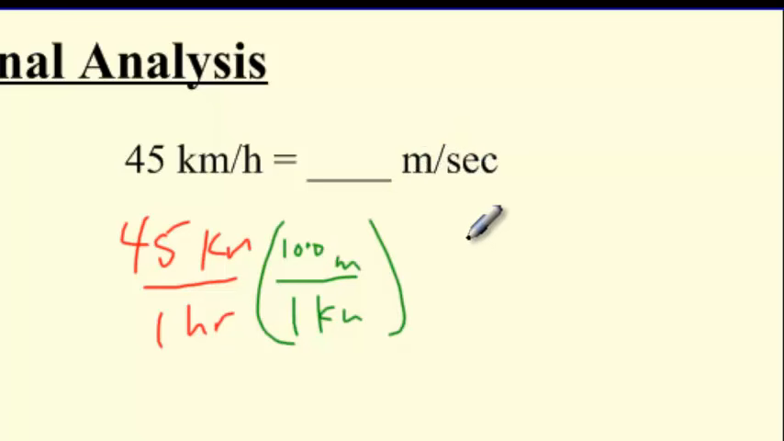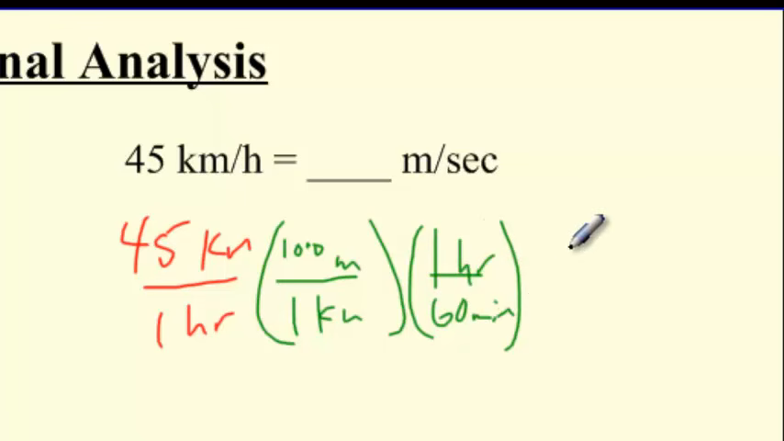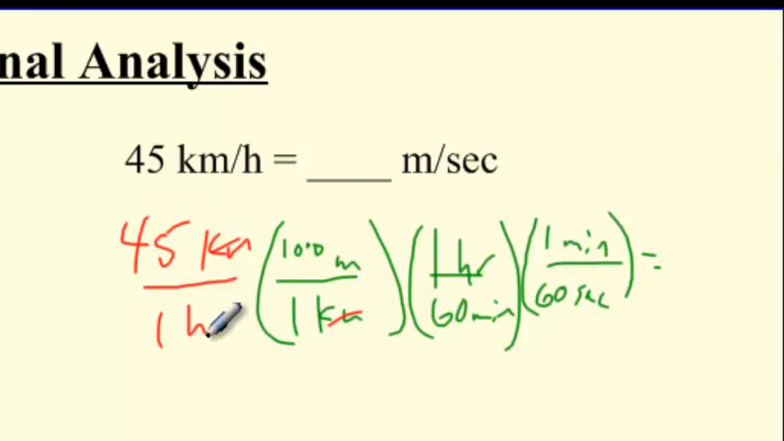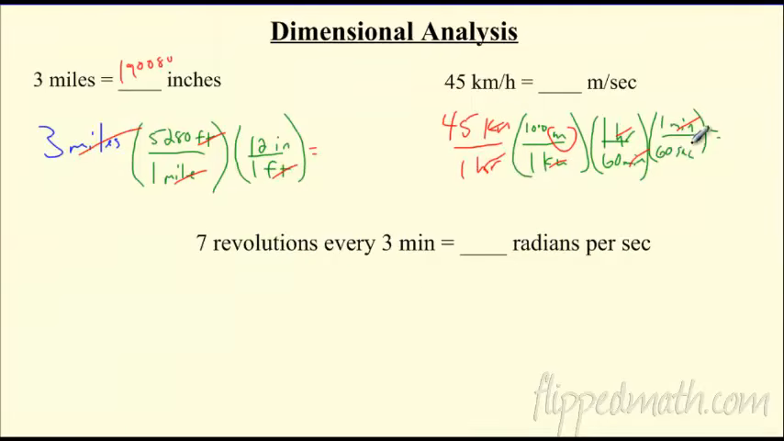I also need to get the seconds, so now I have to change the hours. Hours was on bottom. What do you have to do? You have to put the hours on top to get them to cancel. What does an hour turn into? 60 minutes. But I want to get to seconds, so minutes is on bottom, so I better put minutes on top. That is 60 seconds. So you know you're right when everything cancels out. Your kilometers are canceling, your hours cancel here, your minutes are canceling out, and what am I left with? Just meters and seconds. So that's exactly what I wanted.